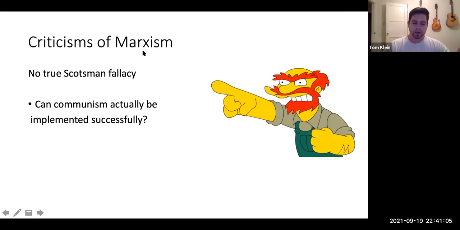So some might argue that Marxism is constantly defended by the no true Scotsman fallacy. And I'll explain that in a second. I have Willie from The Simpsons here because he's the only Scotsman I could think of.